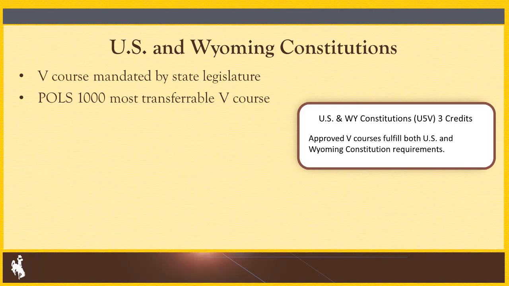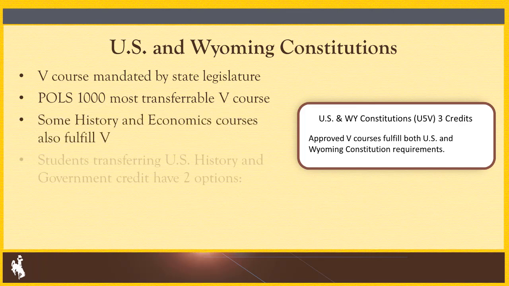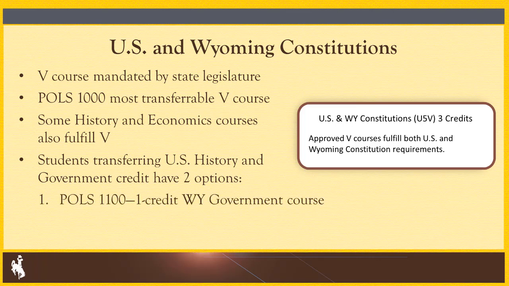However, there are some other courses students can take, history courses as well as economics. For students that are transferring U.S. history and U.S. government credit from outside of the state of Wyoming, there are 2 options because they need to cover the Wyoming government portion. So they can take Political Science 1100, a 1 credit hour Wyoming government course, or they can take a government challenge exam through the Political Science Department. See the Political Science Department website under Challenge Exam for more info.